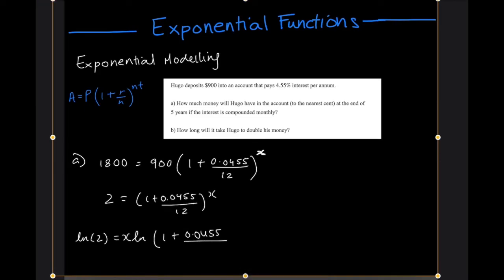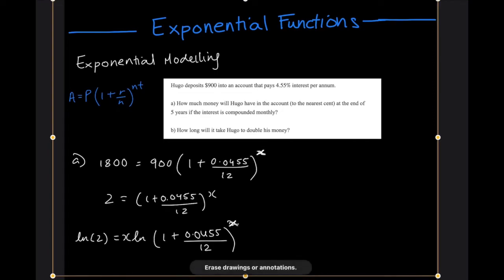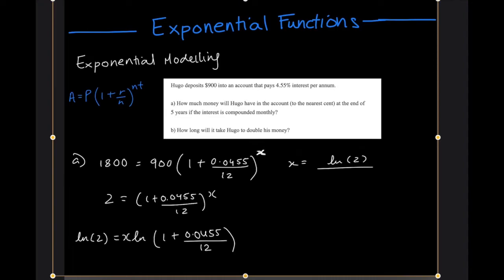over 12. And the x comes in front because it would be an exponent here, and we know from the laws of logarithms that if we have an exponent in the log, it can just come in front of the expression. And now we can just solve for x by dividing. And so x would equal ln of 2 divided by ln of 1 plus 0.0455 over 12.